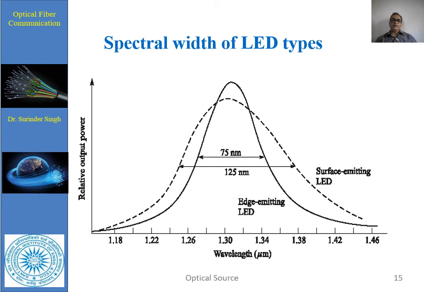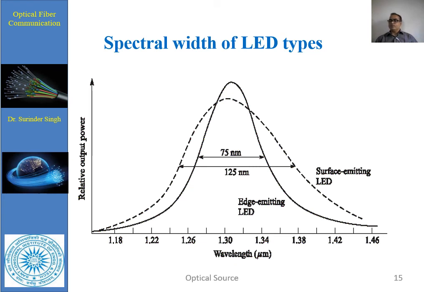Now here is the relative output power, which is represented in terms of the half power beam width. As we have seen, for the surface emitting type of LED, the spectral width is 125 nanometers. Whereas if we see the edge emitting LED, it gave a 75 nanometer spectral width for emission.